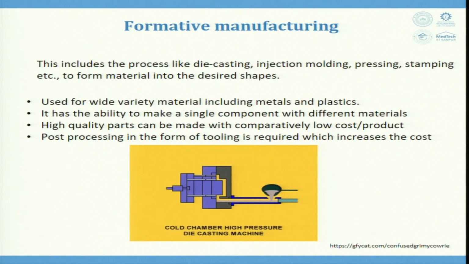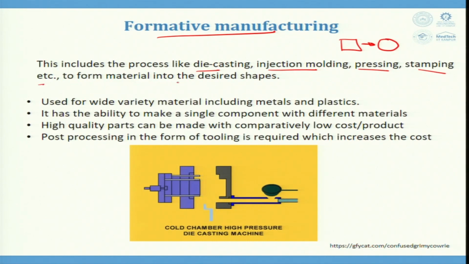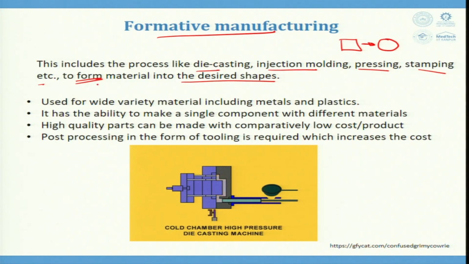Next comes formative manufacturing. When we are trying to change the form of the material, maybe from this to something like this, only the form is changed, from a cube to a sphere or so. This includes processes like die casting, injection molding, pressing, stamping, etc. to form materials into the desired shapes. The word is form material, that is transform the material shape.